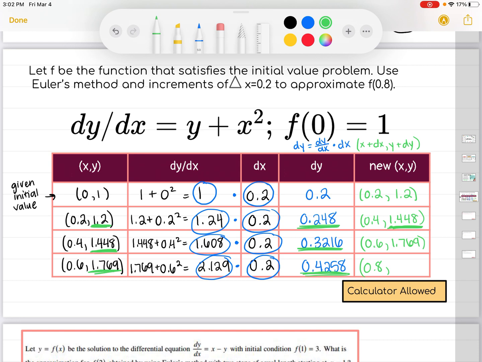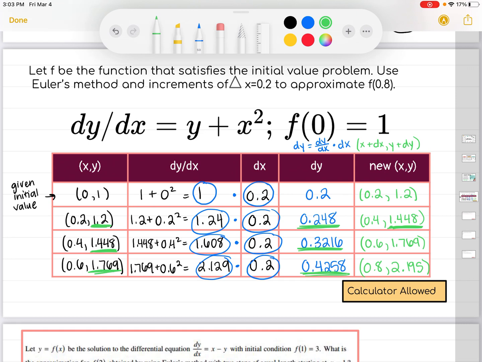So 1.769 plus 0.4258 gives me 2.19. Did I write this all right? Times 0.2. Yeah, I'm getting 2.195. That's what I'm getting to three decimal places. My notes say 2.196. So if I made a very small mistake, let me know. But maybe I just made a mistake before. So I'm getting 2.195.